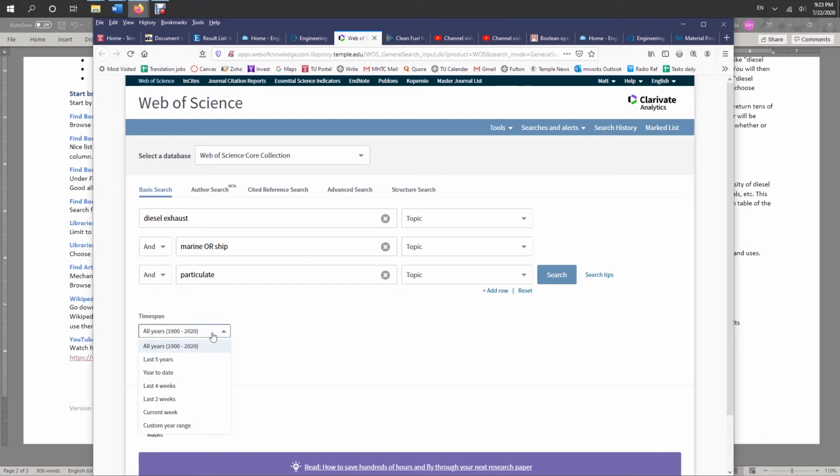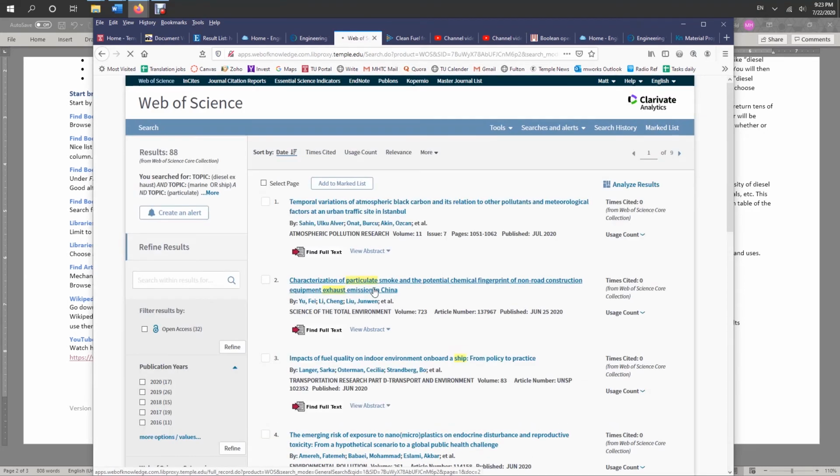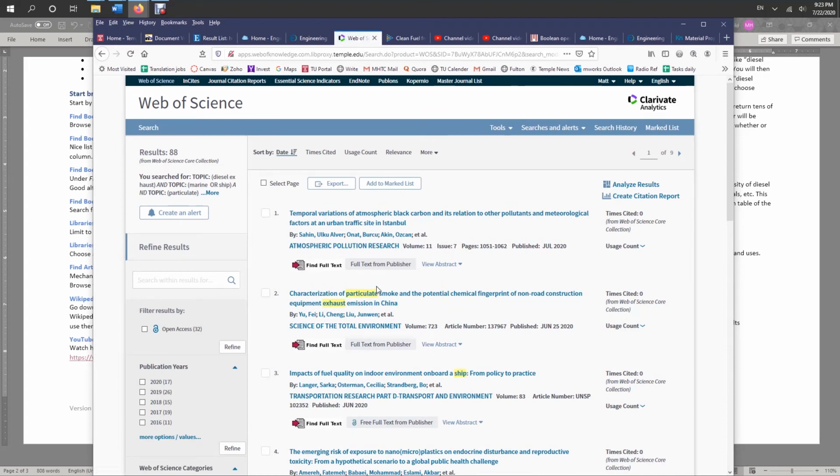Reduce the time span to the past 5 years. I have no idea what's going to come up here. I did not try this earlier, so let's give it a whirl. Search. 88 results. I'm quite pleased with that.